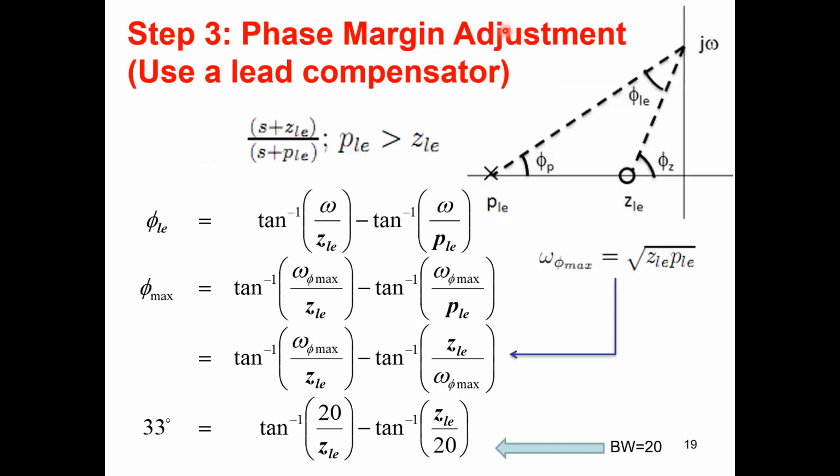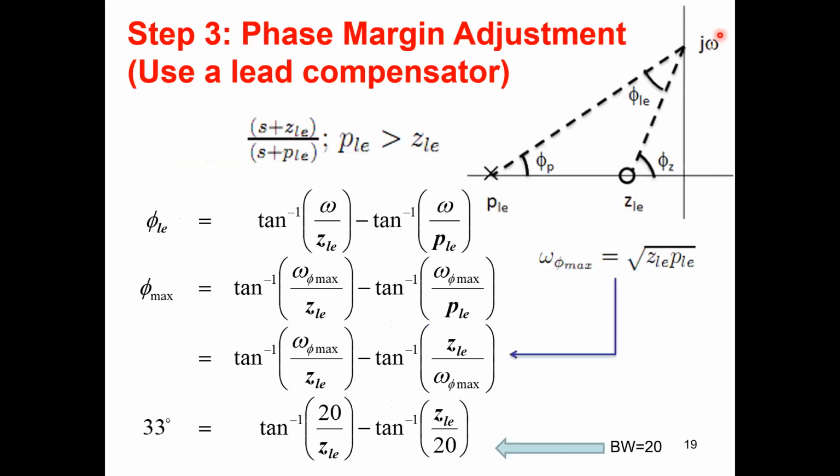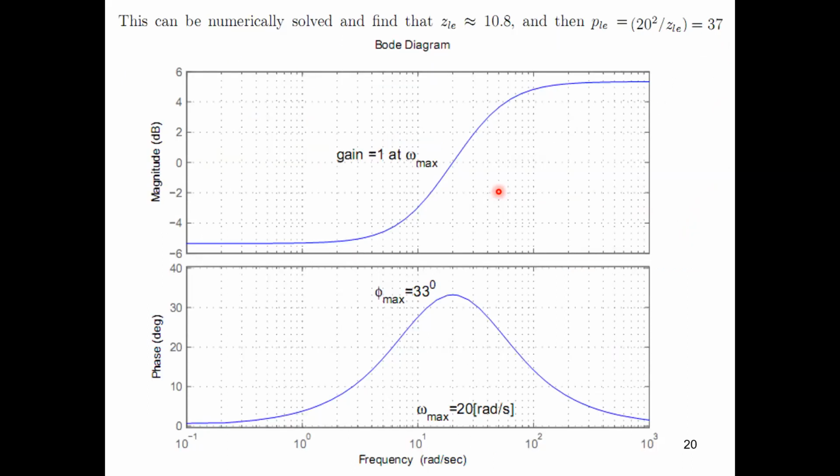So if you know the zero at 10.8 and omega phi max is 20 radians per second, you can calculate your pole, right? And it will be 37. Now you have this lead compensator where the zero is 10.8, the pole is 37. You can simply draw the Bode plot of this one in MATLAB very easily. When you do that, you will see this one. This is the Bode plot of the lead compensator.